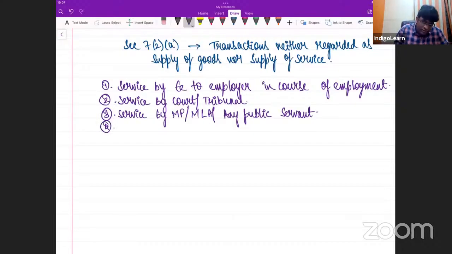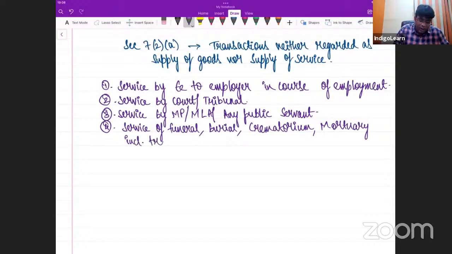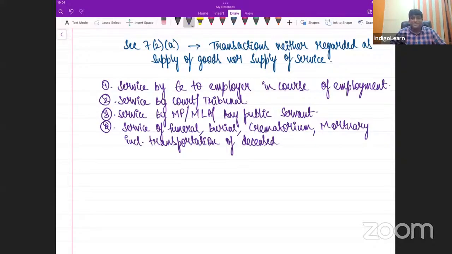Then, fourth point, service of funeral, burial, crematorium, mortuary, including transportation of deceased. First of all, the person died. Again, if you tell them to pay GST, from where will they come and pay? Services of what? Funeral, burial, crematorium, mortuary, including transportation of deceased.